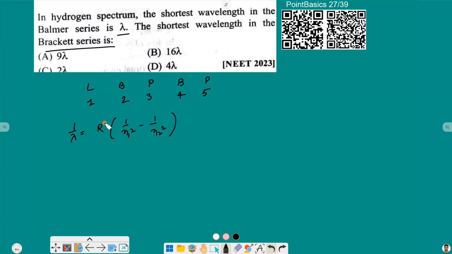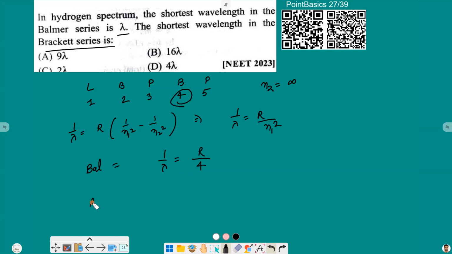Now, as lambda is shortest, we need the highest energy difference, and the highest energy difference will be when n2 is equal to infinity. So this formula reduces to 1 by lambda is equal to R by n1 square. Starting with the Balmer series, for Balmer series it is mentioned as lambda. So 1 by lambda is equal to R by n1, and n1 is 2 here for Balmer, so R by 4.